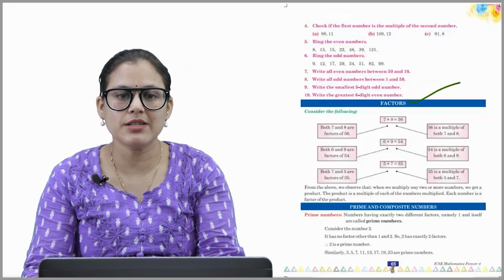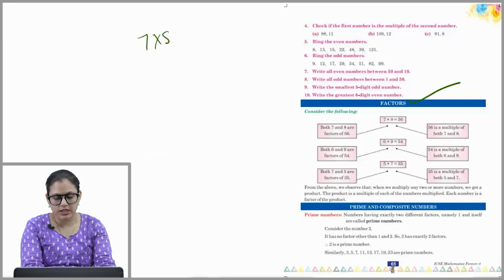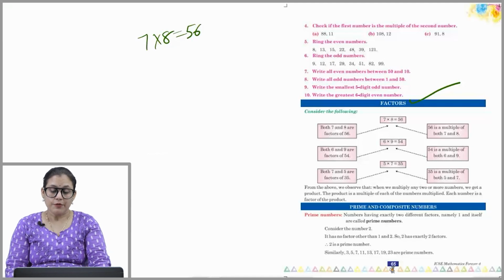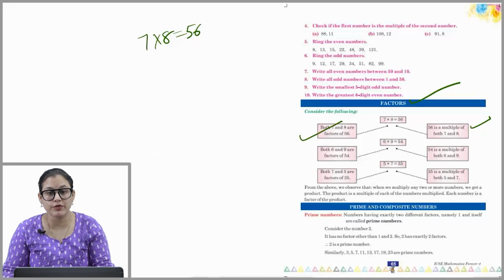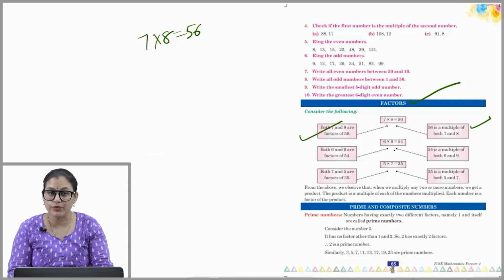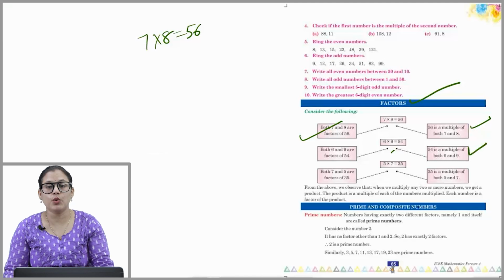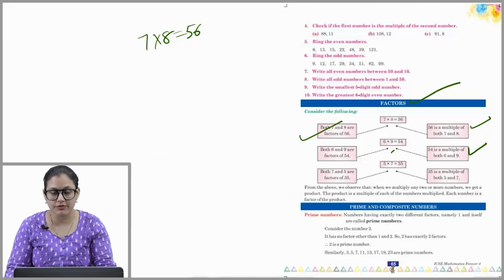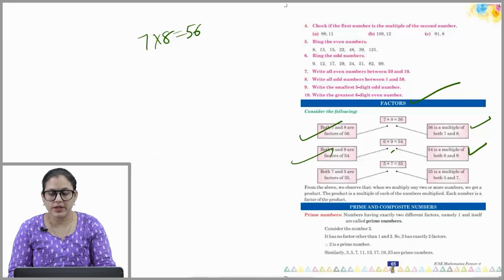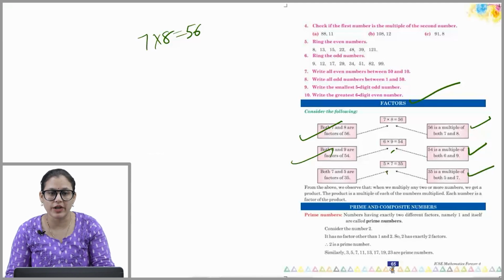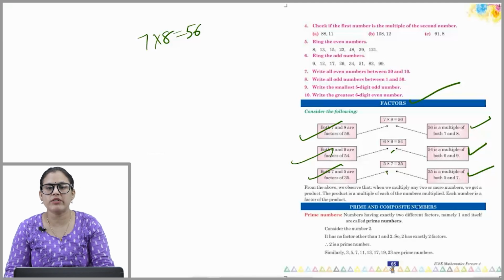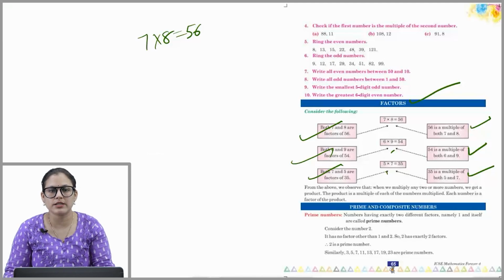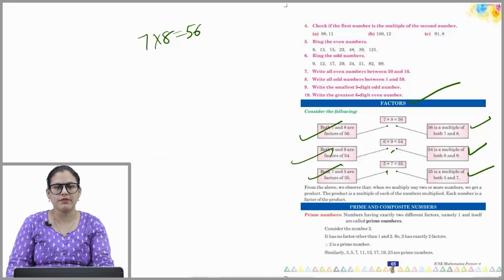Factors. Consider the following. 7 into 8 is equal to 56. We know that 56 is a multiple of both 7 and 8 and both 7 and 8 are factors of 56. Similarly, 6 into 9 is equal to 54. 54 is a multiple of both 6 and 9 and both 6 and 9 are factors of 54. 5 into 7 is 35. 35 is a multiple of both 5 and 7 and both 7 and 5 are factors of 35. So from the above we observe that when we multiply any 2 or more numbers, we get a product. The product is a multiple of each of the numbers multiplied. Each number is a factor of the product.